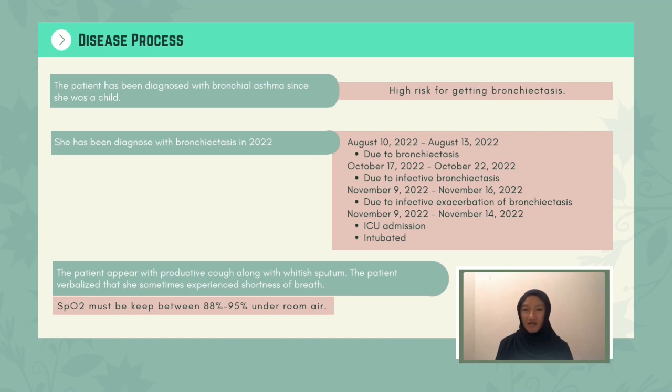In this case study, the patient has been diagnosed with bronchial asthma since she was a child. Due to this condition, the patient has a higher probability of getting bronchiectasis in older age. In 2022, she was diagnosed with bronchiectasis and has a readmission history before the recent admission. All the admissions are due to infective bronchiectasis. The patient appears with productive cough along with whitish sputum. The patient also verbalized that she sometimes experiences shortness of breath.